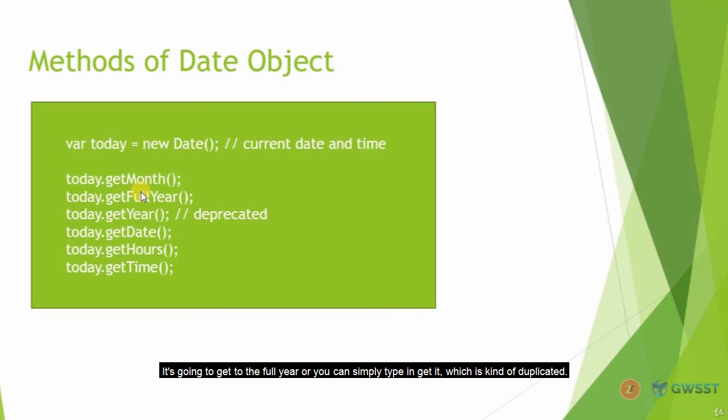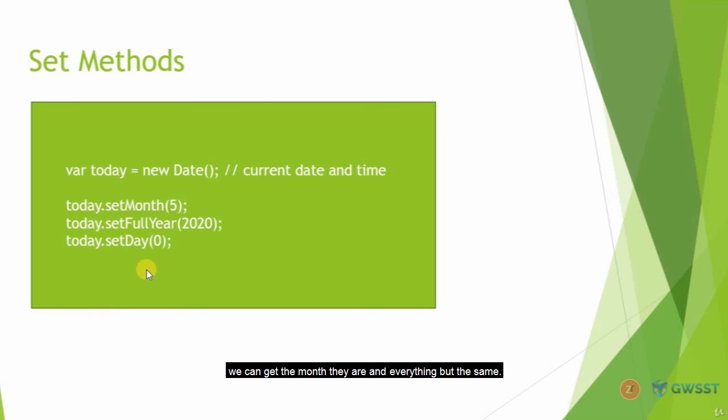Or you can simply type in getYear, which is kind of deprecated, so you should not be using that anymore. We have getDate, which is going to get today's date, and then we have getHours and getTime. Just like how you can get the month, year, day, hours, and everything, the same way we can also set month, year, and day.